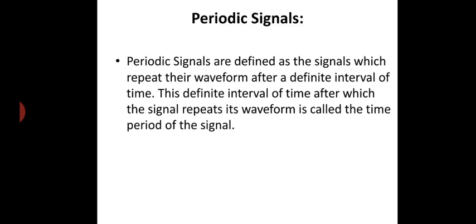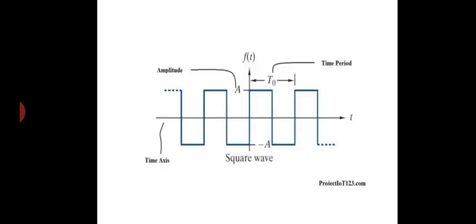Okay, so the electrical signals are of two types: periodic and non-periodic. Periodic signals are defined as signals which repeat their waveform after a definite interval of time. This definite interval of time after which the signal repeats its waveform is called the time period of the signal. That is, after a particular time period, T naught, you can see the signal repeating. So this we call the periodic signal.